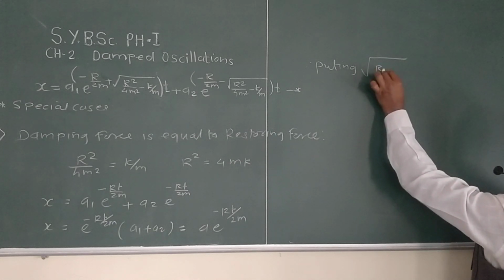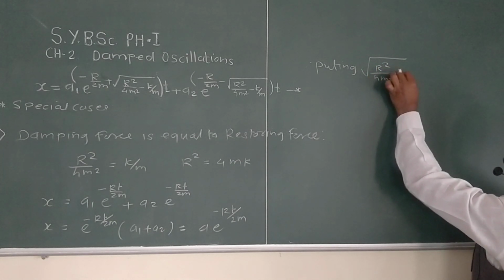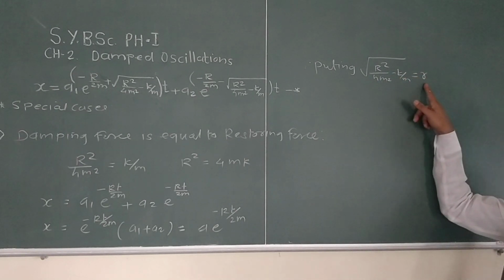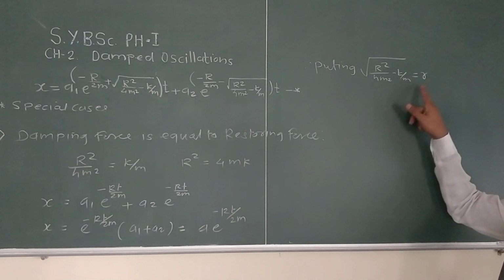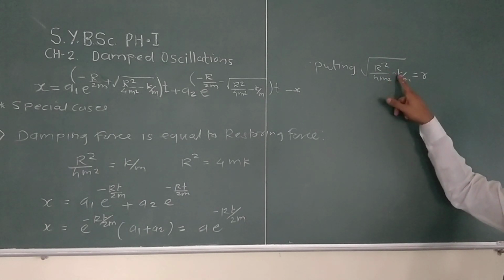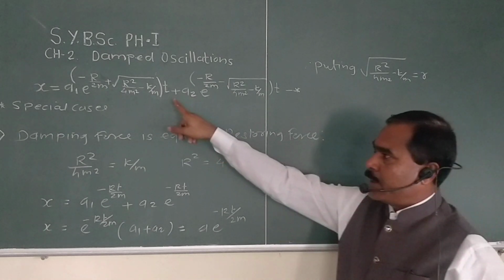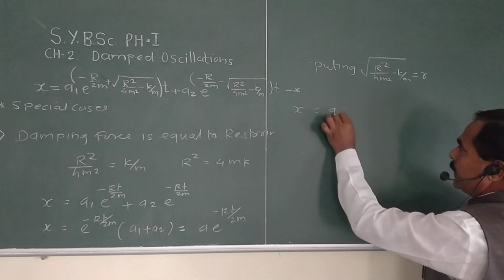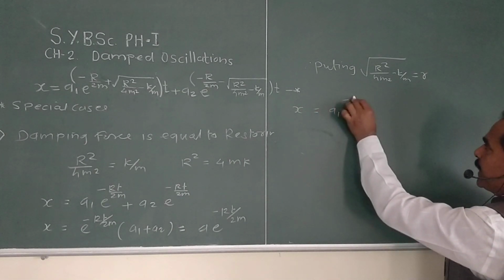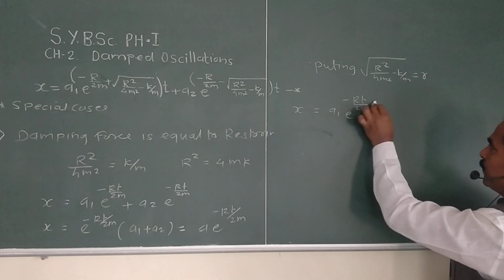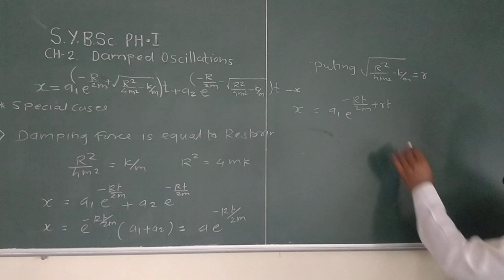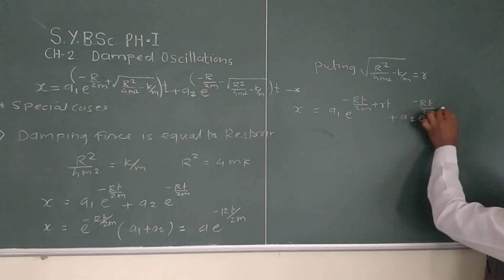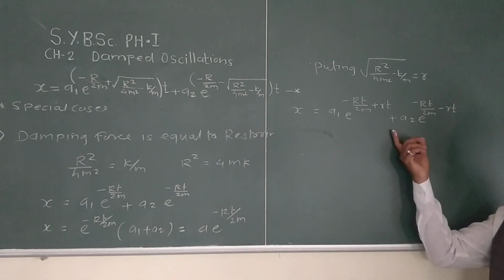Putting root r square upon 4 m square minus k by m equal to, say, small r. Now here this r is very small. When we put this value root r square upon 4 m square minus k by m equal to r, then this equation reduces to x equal to a1 e raised to minus rt upon twice m plus rt, plus a2 e raised to minus rt upon twice m minus rt, right?